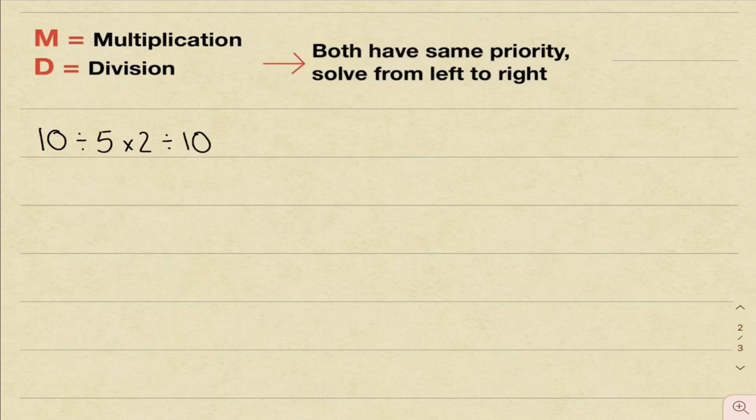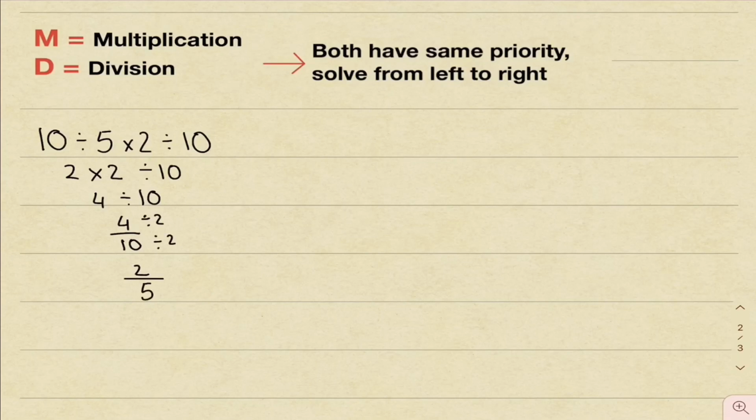So first I do 10 divided by 5, which is 2, and then I multiply by 2 and then divide by 10. Now I have 2 times 2, which is 4, and then I divide by 10. Now I have 4 divided by 10, or just 4 over 10. And if I simplify that by 2, 4 divided by 2 is 2, 10 divided by 2 is 5.